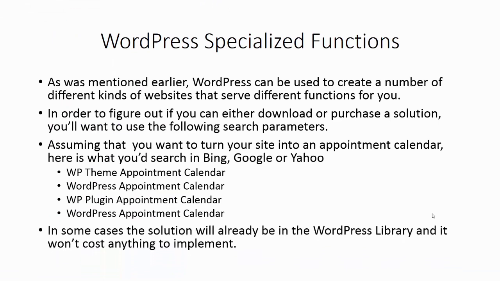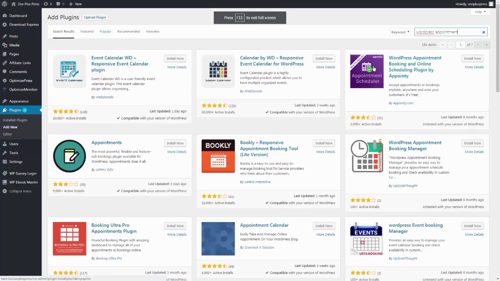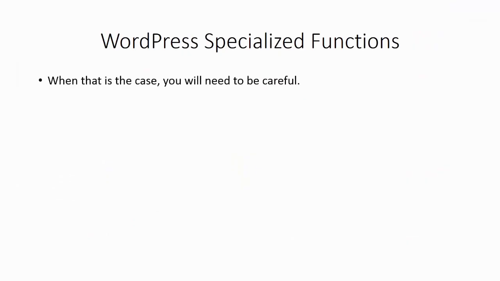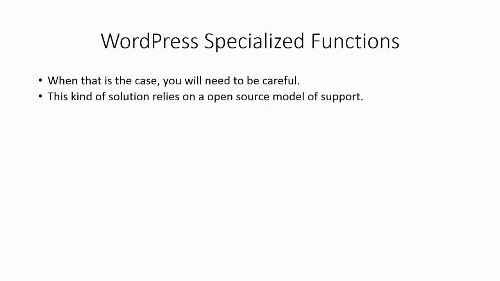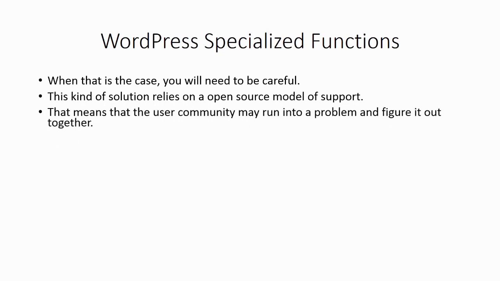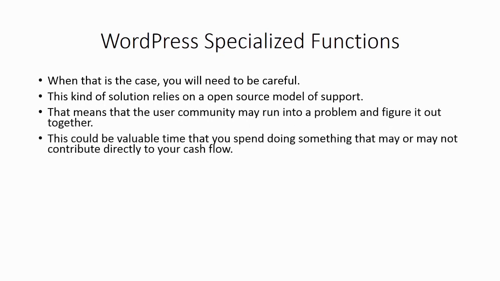Now, in some cases, the solution will already be in the WordPress library and won't cost anything to implement. And you'll see this may be the case if you go searching for something like a plugin. Now, when that is the case, you are going to need to be careful. This kind of solution relies on an open source model of support. That means that the user community may run into a problem and figure it out together.